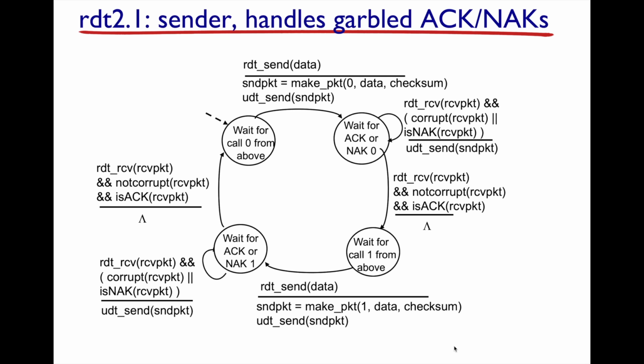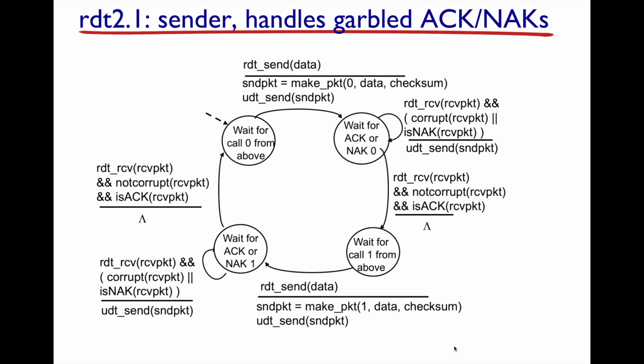Okay? All right. So let's consider this. Now, there's no fancy animation for this. So we start out in the start state waiting for call 0 from above, and this is the sender side. The receiver side is equally as complex, but we're just going to think only from the perspective of the sender side for now. So the sender says, I'm going to send packet 0, waiting for that call from above.